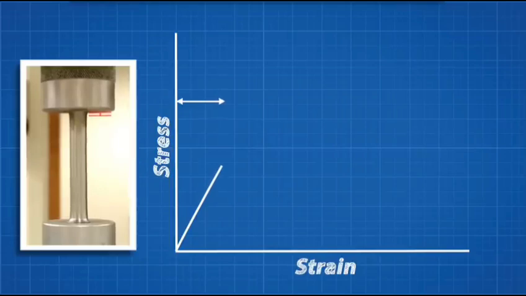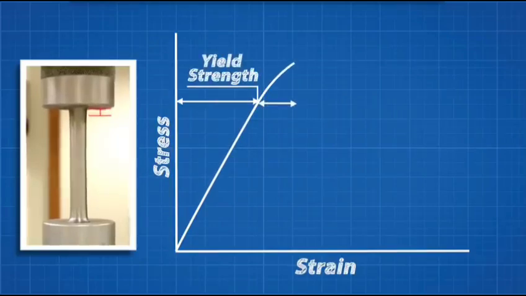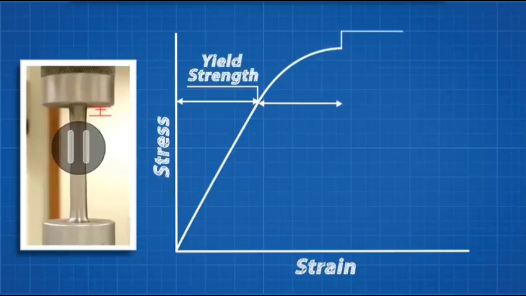The end of this linear elastic deformation is marked by the yield point. From here out, any additional stress will cause permanent deformation. This is called plastic deformation.